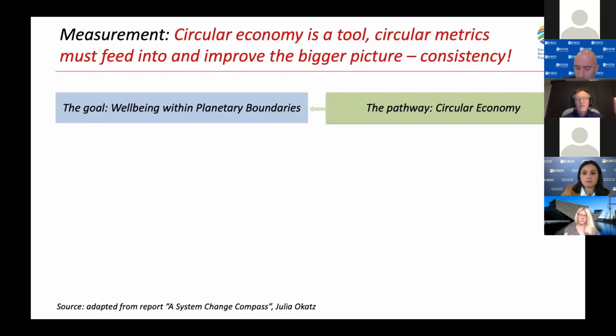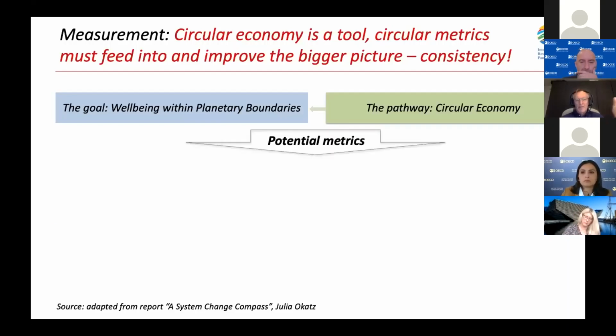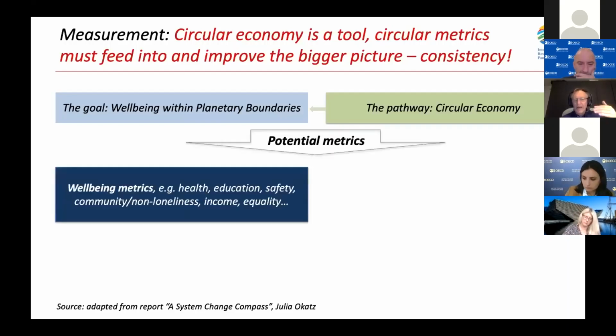So while we have the goal of well-being within the planetary boundaries, the pathway, circular economy, potential metrics, and this is just to explain the logic which I try to defend, is that on one hand, we should be developing the well-being metrics connected to health, education, safety, community, non-loneliness, income, equality. So going beyond the GDP, if you want, something which is not actually in the city's merit, but it should be considered more nationally, or even I would say on a global level.